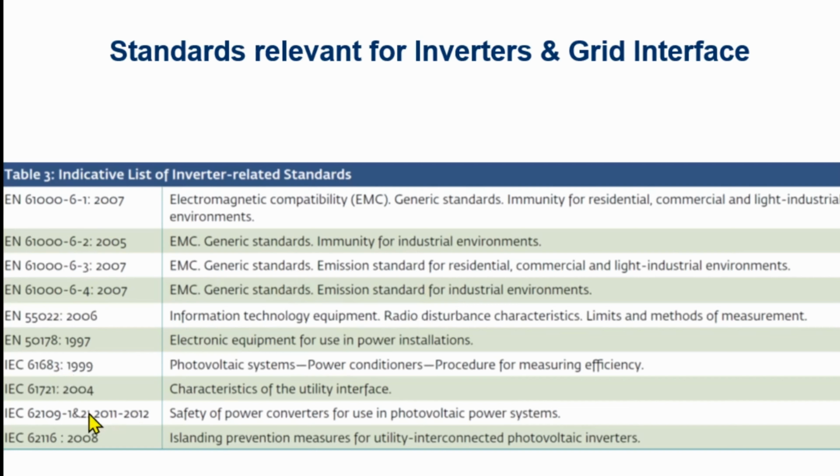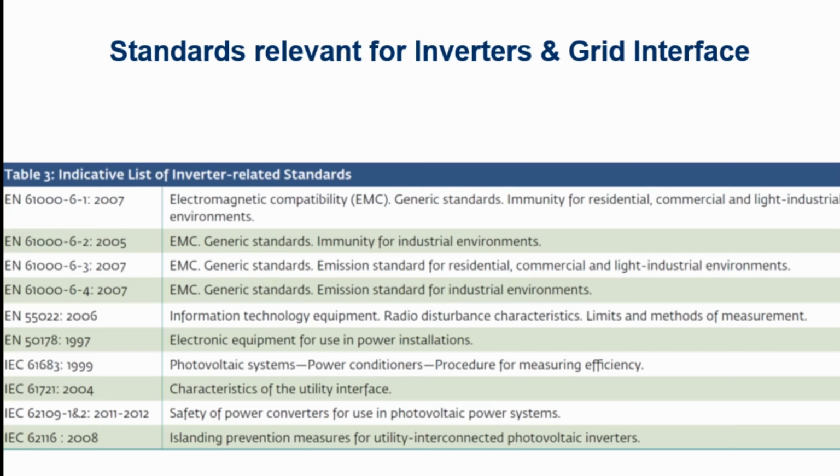Emissions, so this is the emission on radio frequencies and so on. So there's no radio disturbance by that. Then this is more interesting here. You have here just for the information technology equipment. So radio disturbance, yes, that was the upper one also. And then you have the 50178. This is the standard for electronic equipment used in power installations.